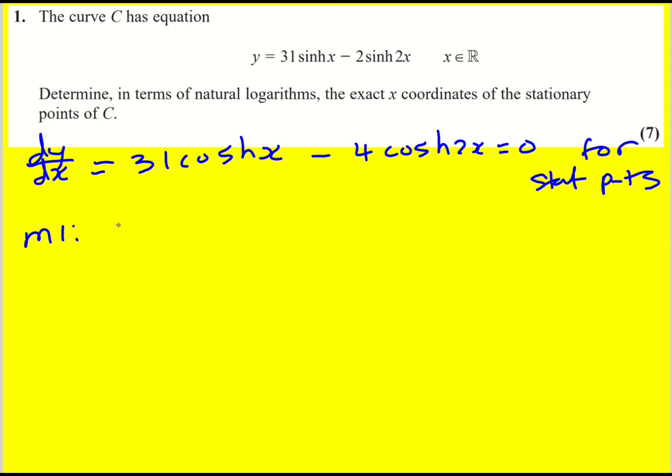Now, there's a formula. For non-hyperbolic, cos 2a is 2 cos squared a minus 1. Now remember Osborne's rule, you get the same identities for hyperbolic trig, except when there's a sine squared, you just change it to a minus sine hyperbolic squared. So we can get exactly the same identity here. It's really quick.